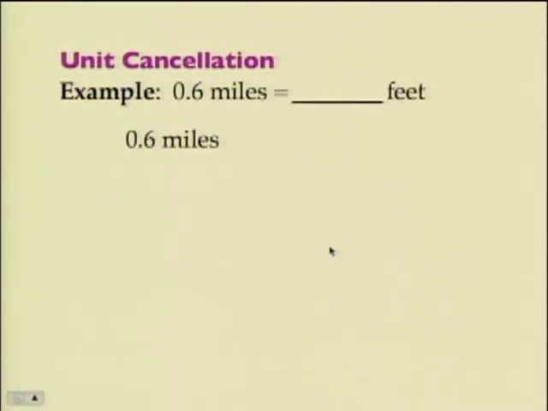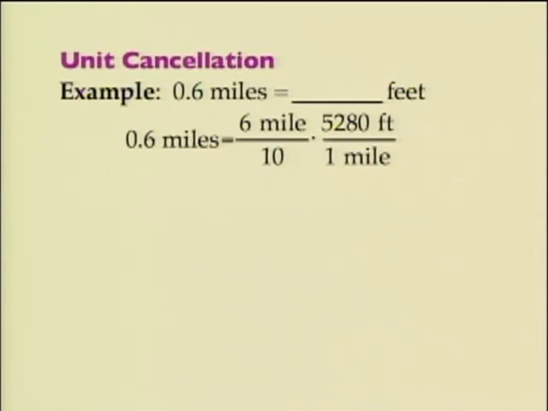Let's say I want to convert 0.6 miles to feet. So I take my 0.6 miles, and actually I think of 0.6 as 6/10, so 6 in the numerator, 10 in the denominator, and then I put the unit in the numerator. And then I multiply by 1. And I do it in such a way that the mile unit and the mile unit here can be canceled. It's a slick little trick. And then I just multiply things out. You can do some simplifying if you want to, but that works out to 3,168 feet.